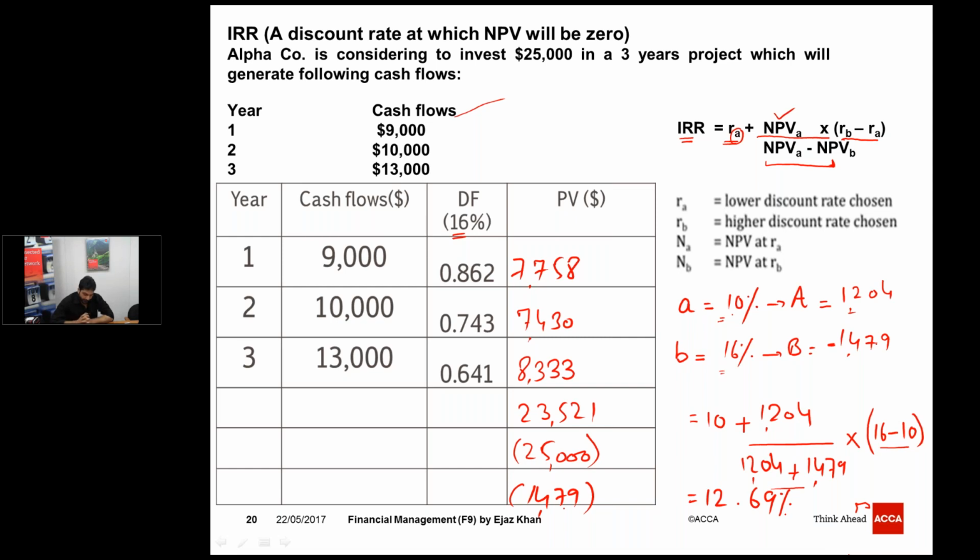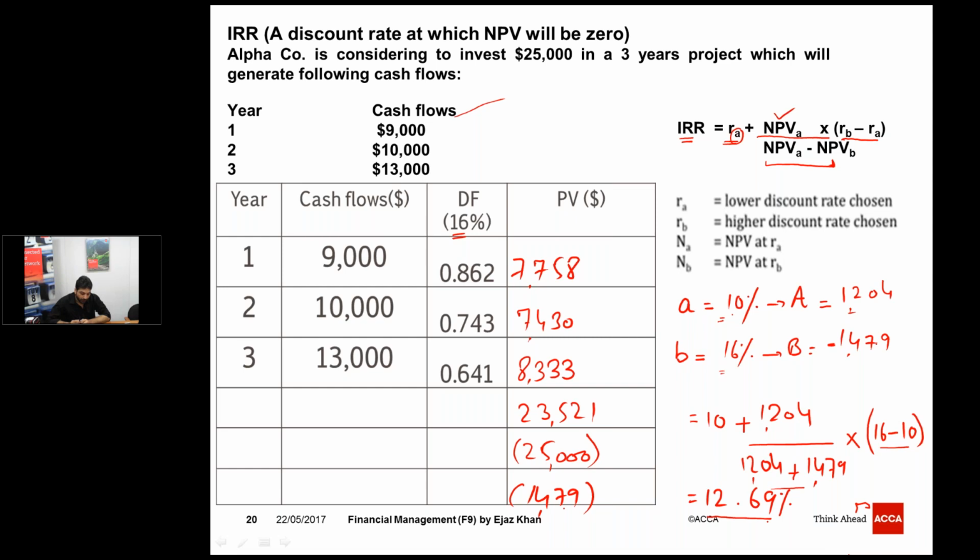The 12.69%, what does this show? This shows that this project is giving you a return of 12.69%. Now, how will this figure help us in deciding whether to accept this project or not? We know that at 12.69%, this project will give you approximately 0 net present value.